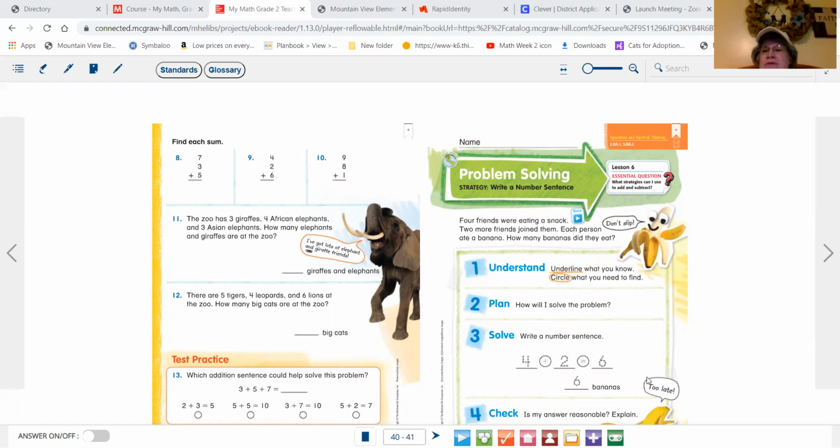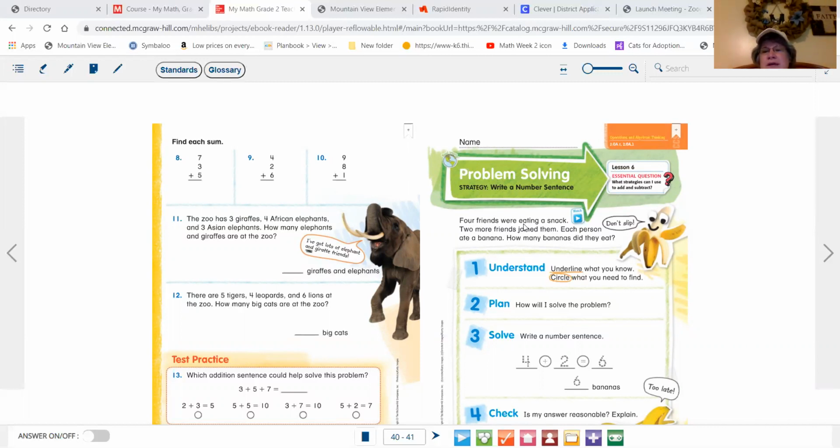So, hopefully, everyone is doing well at adding those three numbers together and remembering the strategies that we talked about. And today, we're going to move on to problem solving lesson 6. Our essential question says, what strategies can I use to add and subtract? Notice we're looking at word problems. So let's look at our word problem together.